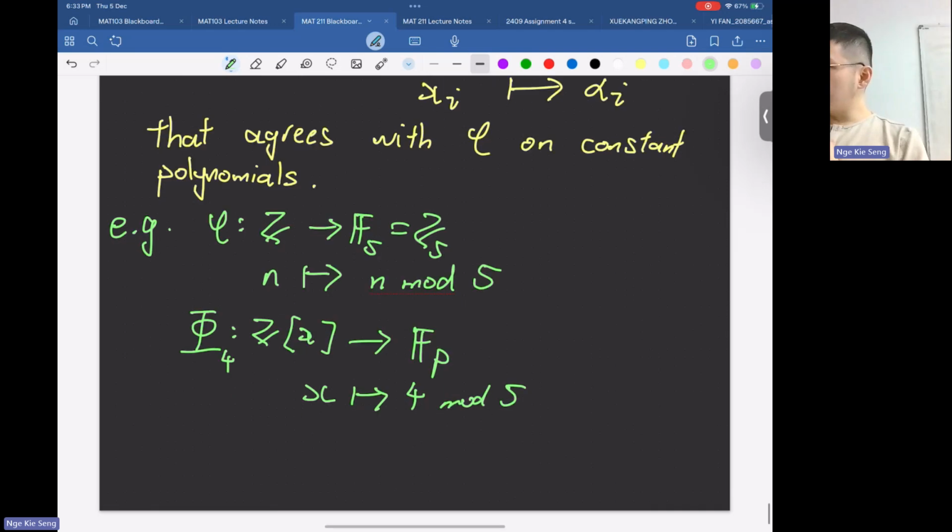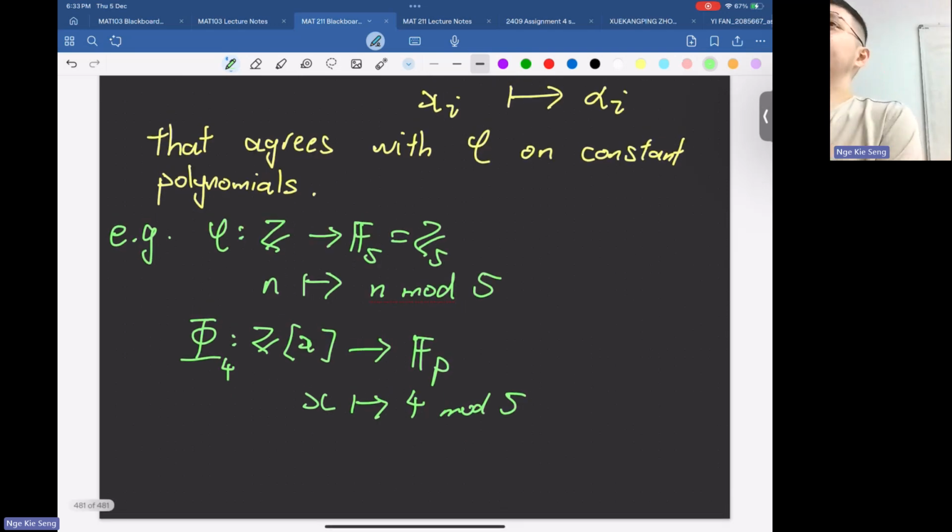Now let's look at a polynomial in Z[x]. Maybe let's get some examples from the audience. Give me some elements in Z[x], Z adjoin x. Give me some element in Z adjoin x.